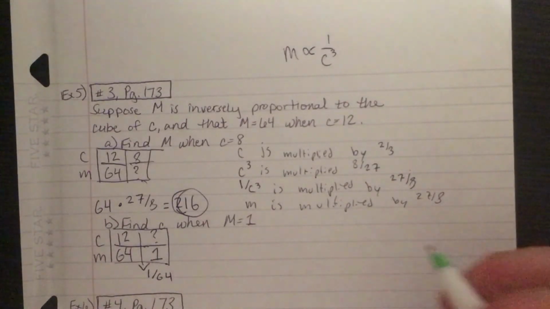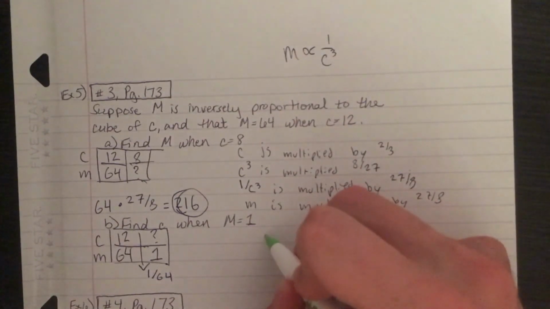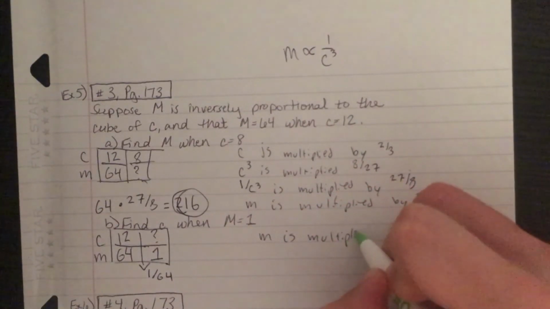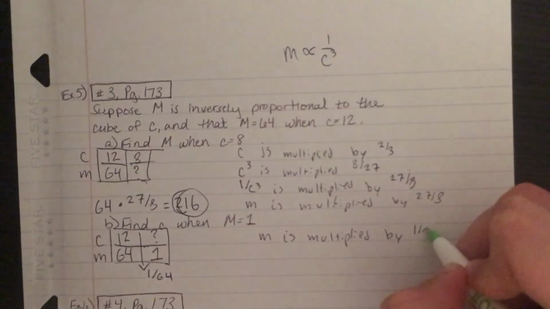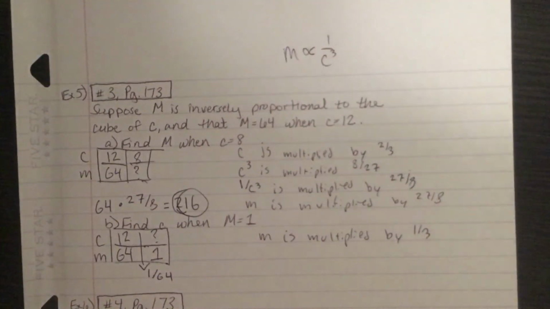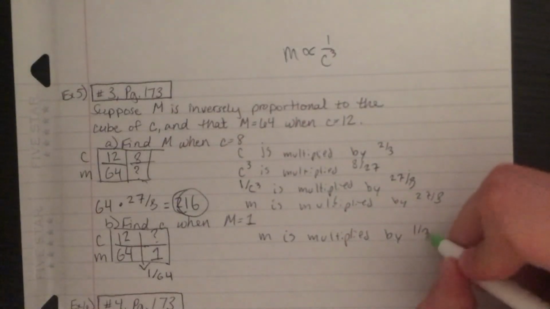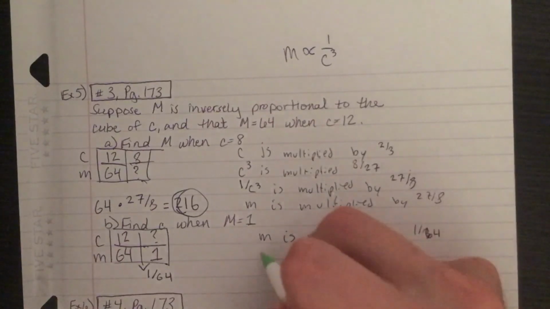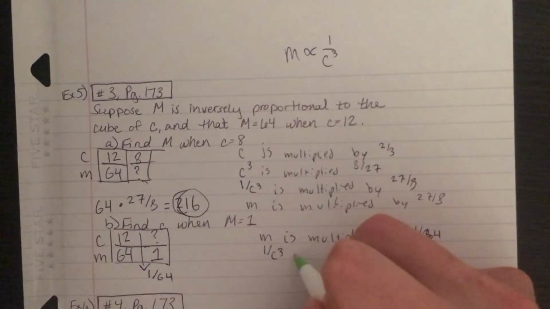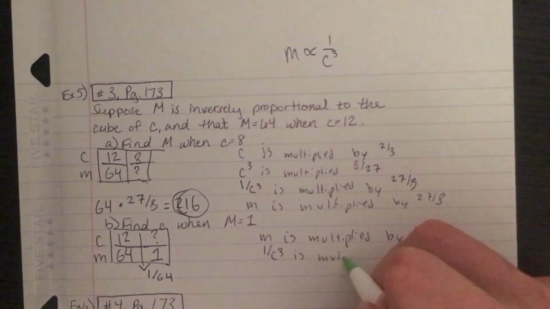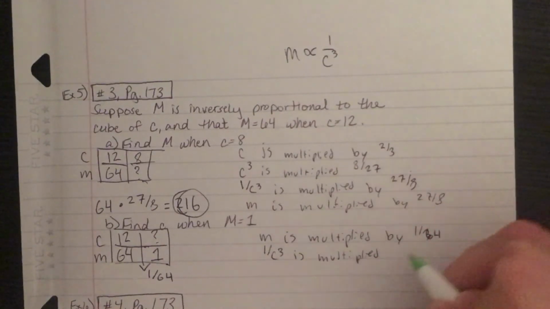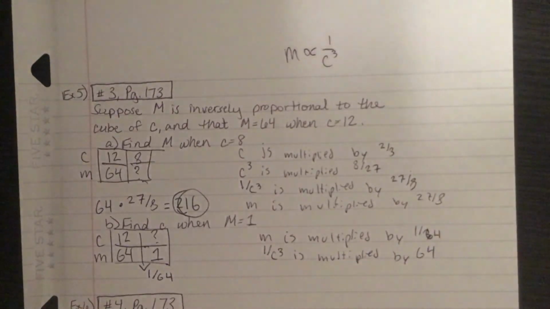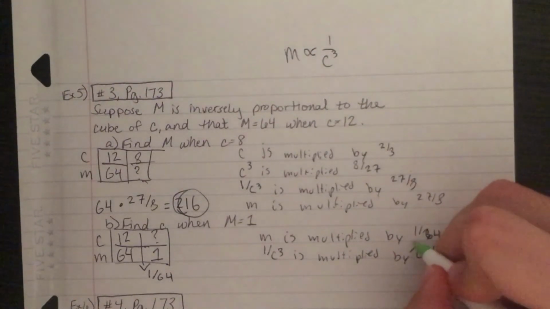And so what we're going to say now is that m is multiplied by 1/3 here. Or by 1/64. I don't know where I got 1/3 from. So then what that means is that 1 over c cubed is multiplied by 64, or by 1 over 64, excuse me.